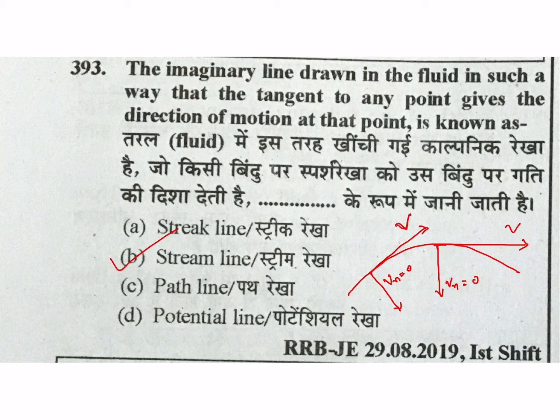And one more thing also important here. Two streamlines, another streamline, this one streamline, and this one another streamline. If you draw at this point a tangent like this, you will get two velocities. So velocity V in this direction and another V in this direction. So this one is not possible. Two streamlines cannot cut each other. This one also important.